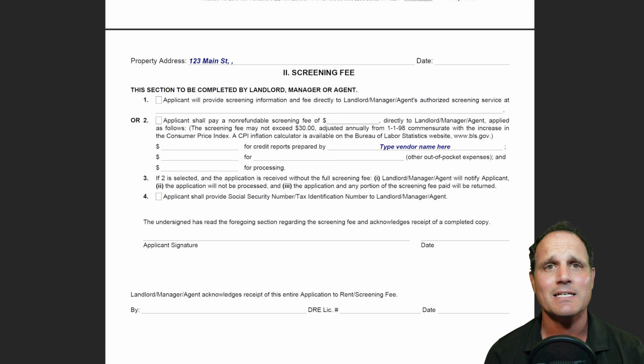And then another big mistake that tenants will make is not signing this page. There needs to be a signature on this page. Landlords, you can't run their credit without having a signed copy of this page.